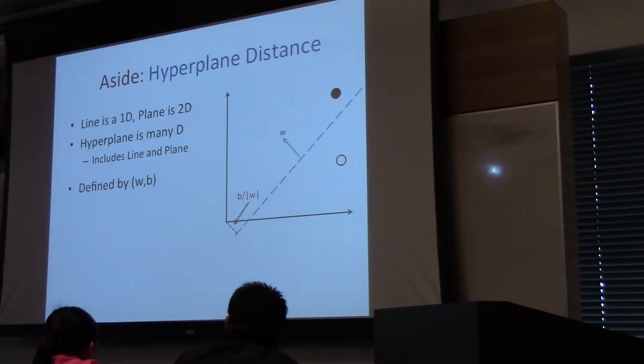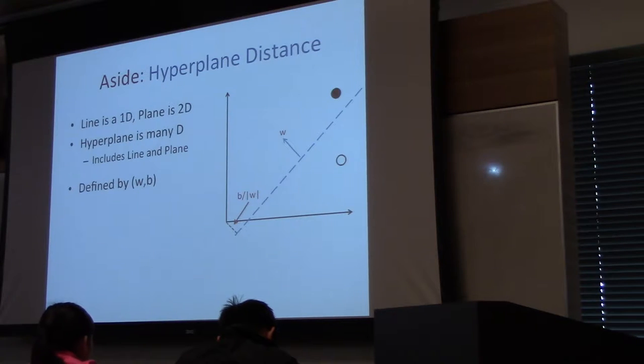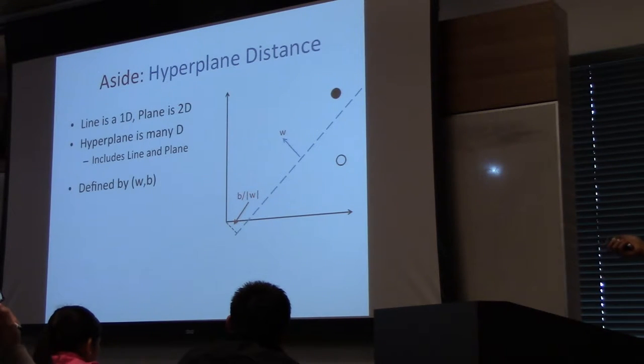So before I talk about all the intuition behind the perceptron algorithm, are there any questions on this? It should be fairly straightforward. Okay, so in order to understand at an intuitive level what the perceptron algorithm is doing, it's important to remind ourselves about concepts like hyperplane distance, which is a concept you learned from geometry. A line is a 1D hyperplane. A plane, which you normally think of as a plane, is a two-dimensional hyperplane. And a hyperplane is just the generalization, so a D-dimensional hyperplane. All of these are special cases of a hyperplane.